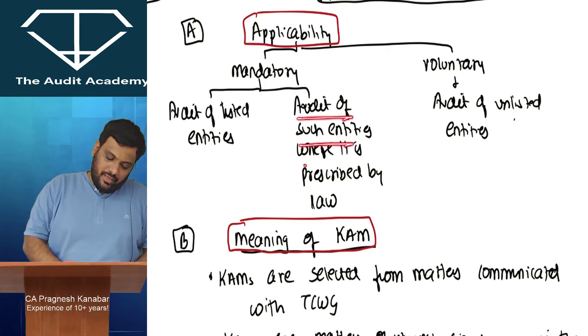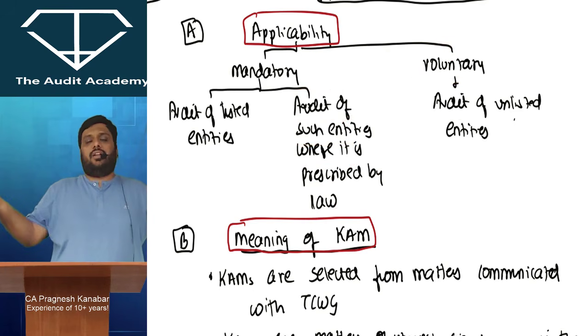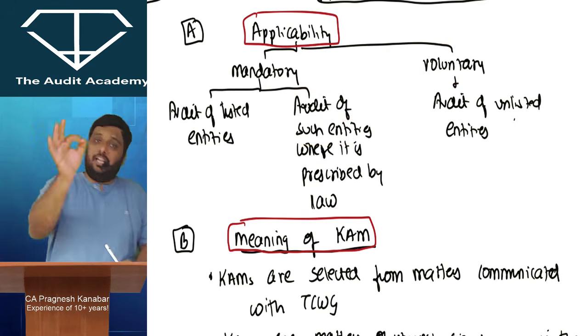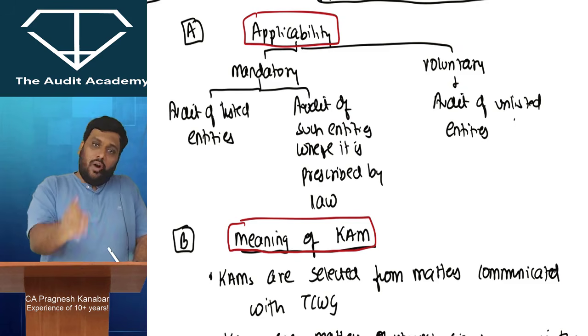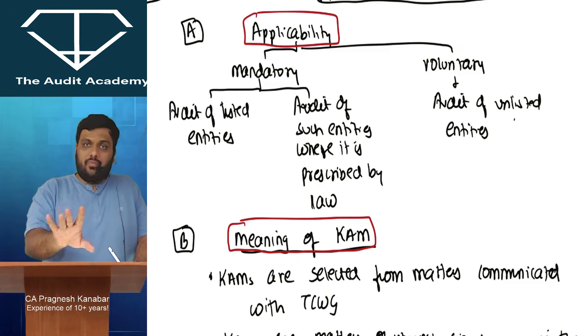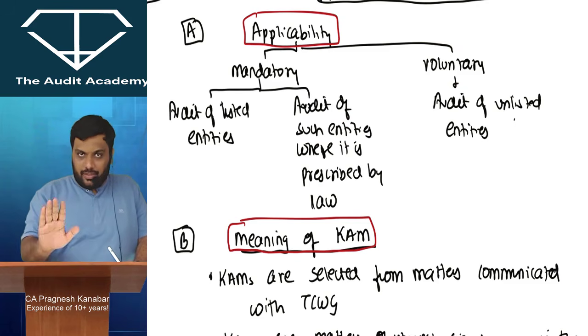So audit of such entities where it is prescribed by law. Voluntarily, the auditor can apply it in case of unlisted entities also, but my request is that in exams, apply this concept only in case of listed entities. Voluntarily, don't try to overact in any other question.